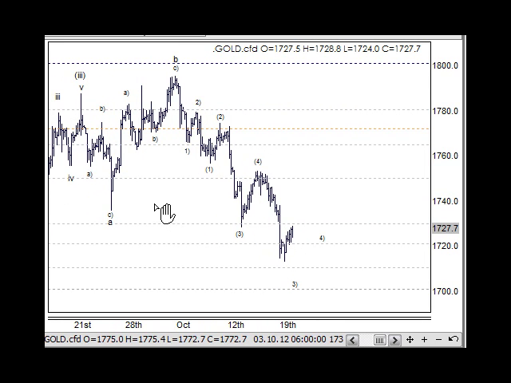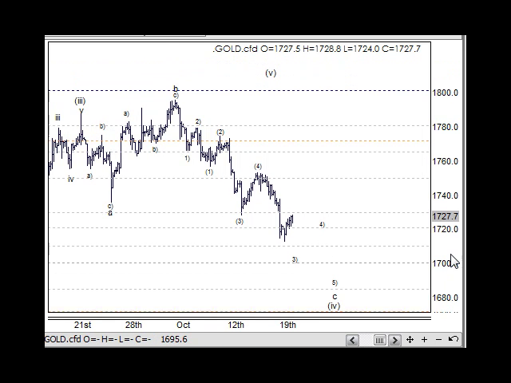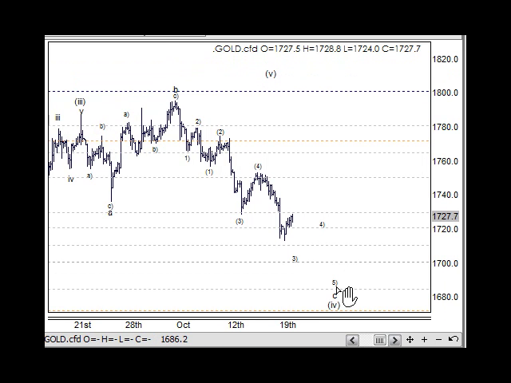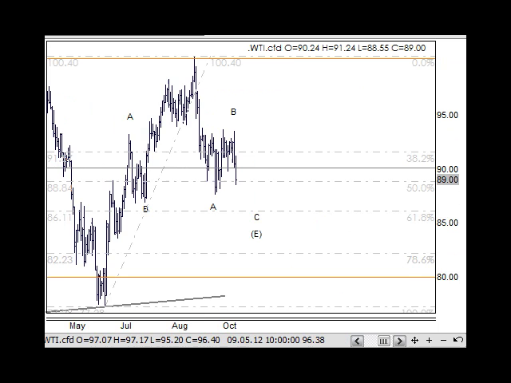So it'd still have a little bit further to go to the downside here. So yeah, just be careful about that. Any long side here, you would need that 1730 there as a tested support. So that would be the thing to look for there. The oil market's got more of a bearish connotation to it.